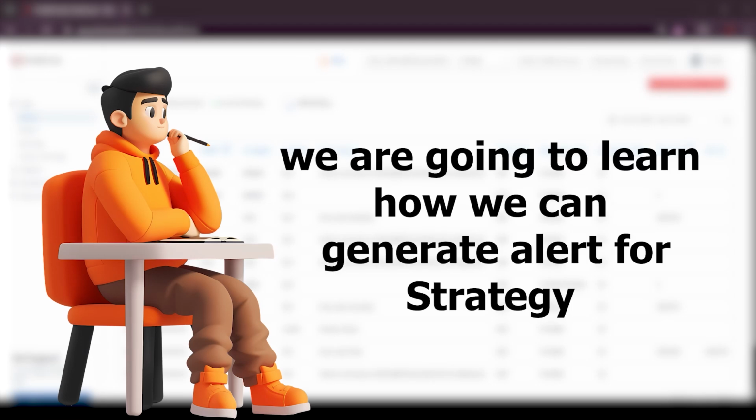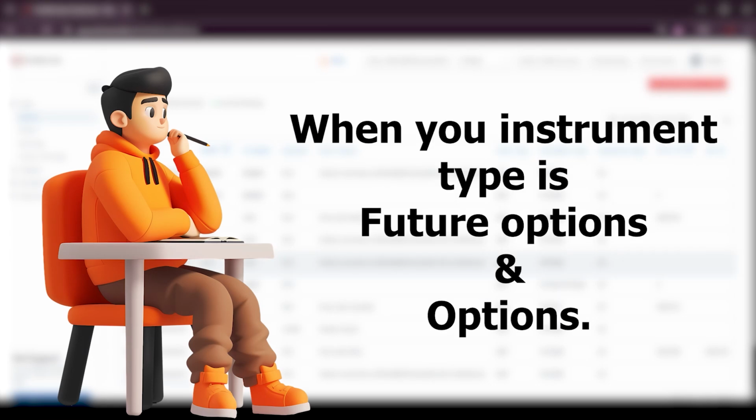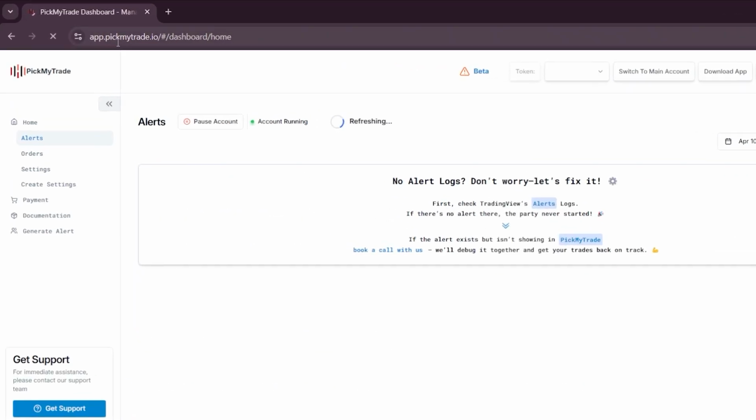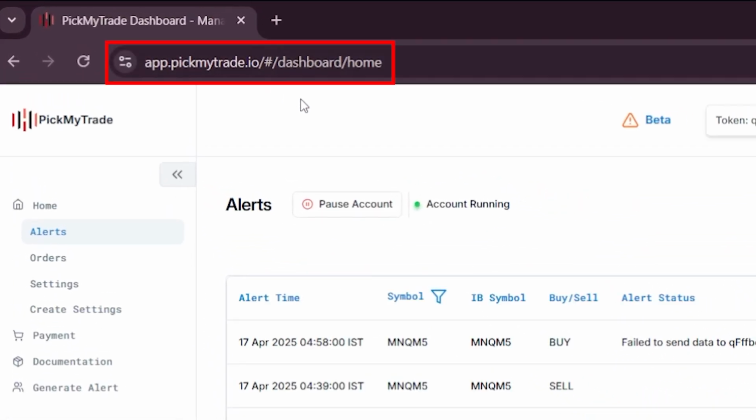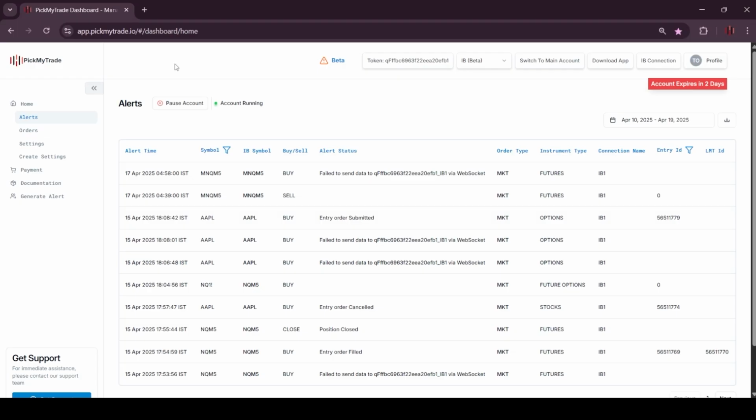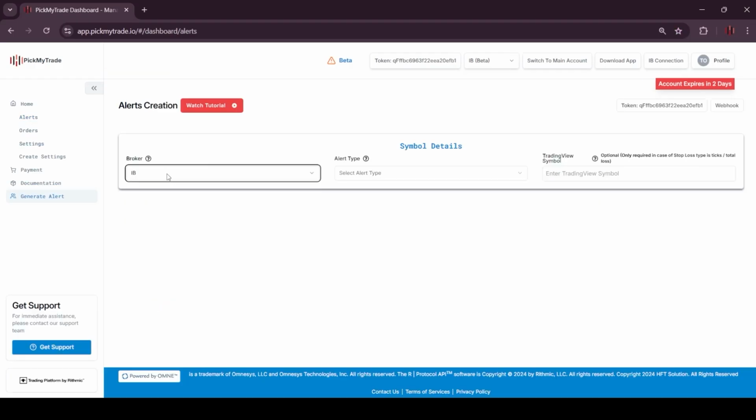Hello everyone, in this video, we are going to learn how we can generate an alert for strategy when your instrument type is future options and options. Firstly, you have to go to app.pickmytrade.io and then log in. So now you have been directed to the home page, and here you have to go to the Generate Alert section. Here, in the broker, I will select my broker as IB.